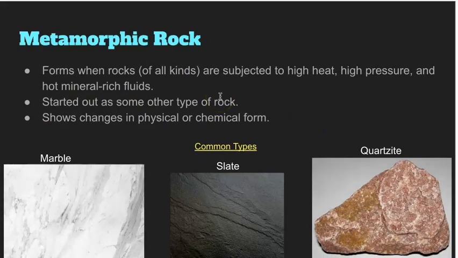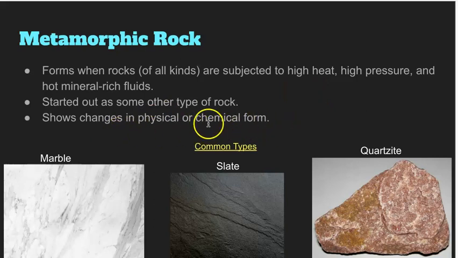Next is metamorphic rock. Metamorphic rock is rock that starts out as some type of rock. It might start out as igneous rock. It might start out as sedimentary rock. It might even be another metamorphic rock. And then it's exposed to high heat and high pressure, maybe even hot mineral-rich fluids like acids and waters with chemicals in it. That will form a different type of rock now.